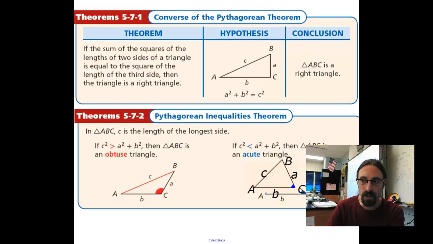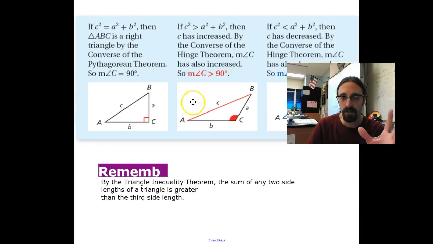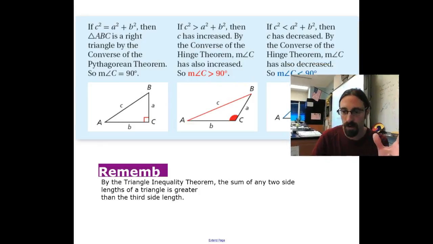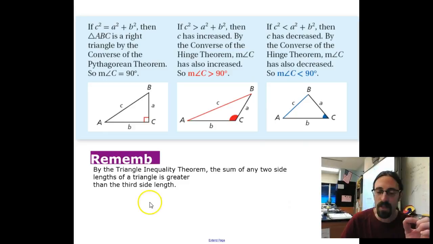What's so interesting here is that the Pythagorean inequality theorems state that if c squared is greater than a squared plus b squared, then it's got to be obtuse. And if c squared is less than the sum of a squared and b squared, then it has to be acute. A nice way to put this together is with this little picture right here. And just remember that the sum of any two sides of a triangle has to be greater than the third side.